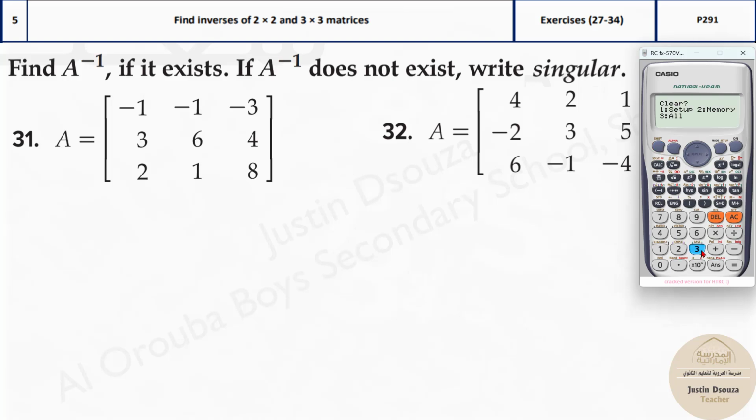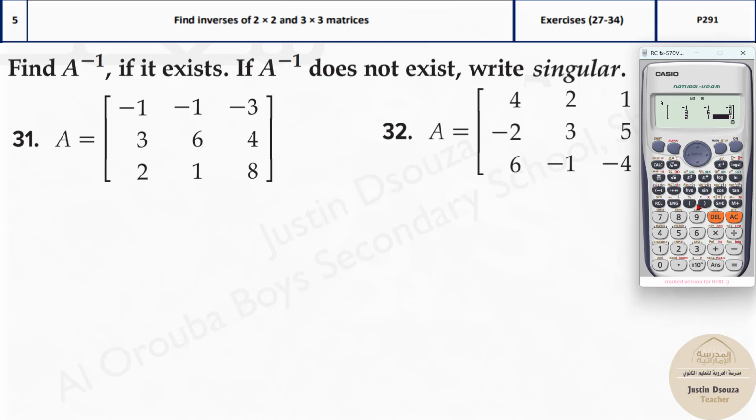I will just clear it out over here. Now, once I clear, I can't press shift and 4. It doesn't work because I need to go to mode and 6 for the first time. Type in the matrix A. It's 3 cross 3, so it's option 1. Now, I'll just type the values. 1, minus, sorry, it's minus 1, minus 1, minus 3, 3, 6, 4, 2, 1, 8.